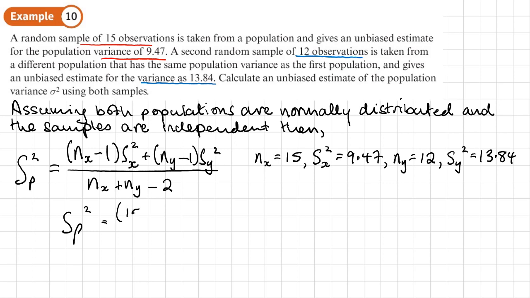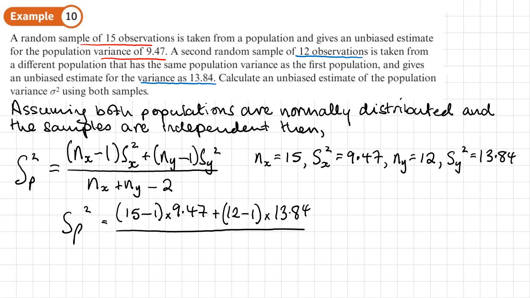So it's going to be 15 minus 1 times 9.47, plus 12 minus 1 times 13.84, all divided by 15 plus 12 minus 2. And that gives me exactly 11.3928.